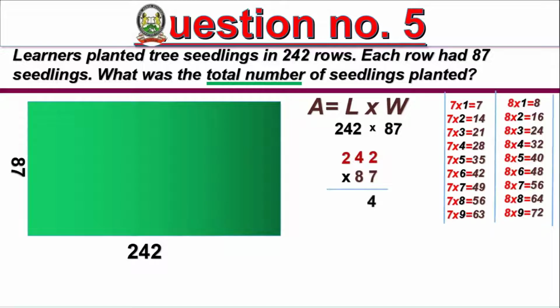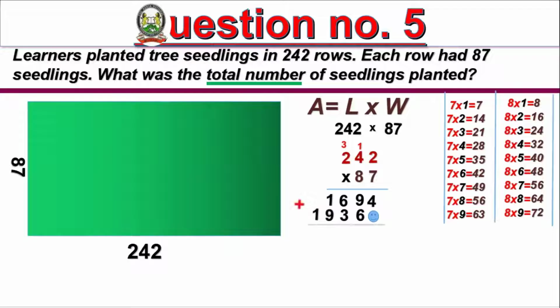So 7 times 2 is 14. You write 4, you carry 1. 28 plus 1, 29. You carry 2. Then 7 times 2, 14. 14 plus 2, 16. Then you put zero here. Then we have 8 times 2, that is 16. You write 6, you carry 1. You get that 2 plus 1, that is 3. You write 3, you carry 3. Then 8 times 2 is 16 plus 3, 19.